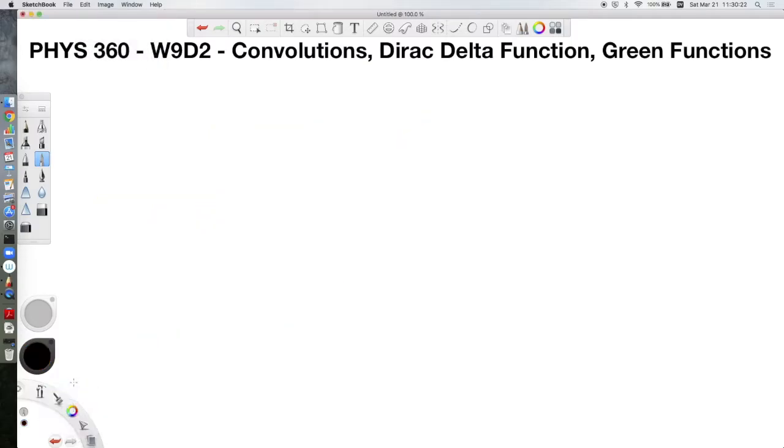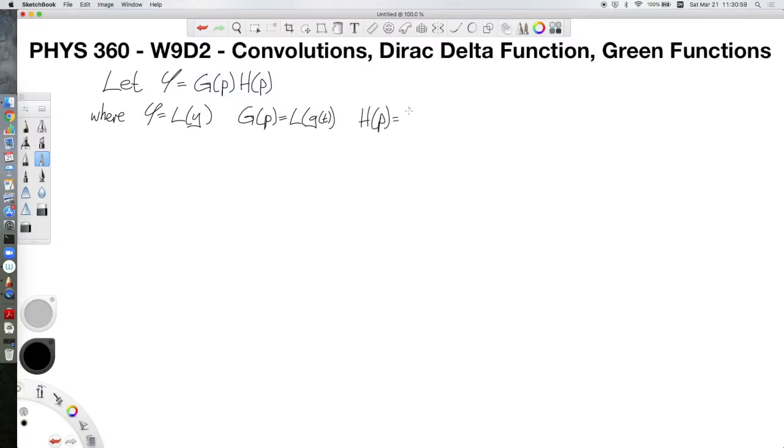So let's just set this problem up first. Let's let our function big Y be equal to big G times big H, and define some things. Where big Y is the Laplace transformation of our function little y that we're trying to find, big G of p is the Laplace transform of the function little g of t, and big H of p is the Laplace transform of the function little h of t.